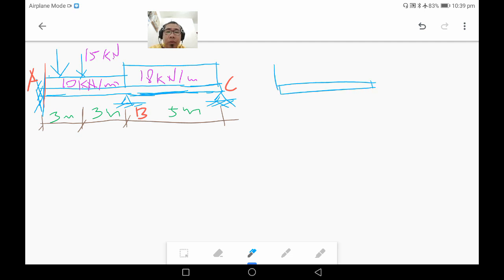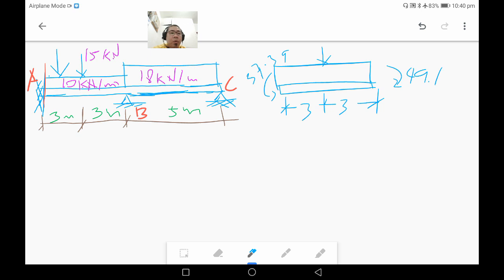So, ito siya. And then, this is 6. Alam naman natin na 3 ito, this is 3, this is 3. Ayan siya. Okay. So, alam na natin kanina na ang moment dito is 49.1 and the moment here is 37.39. Okay. So, this is RA. And this is RB. Okay?